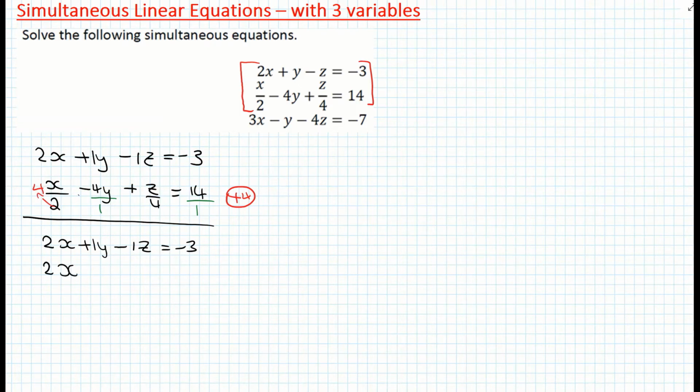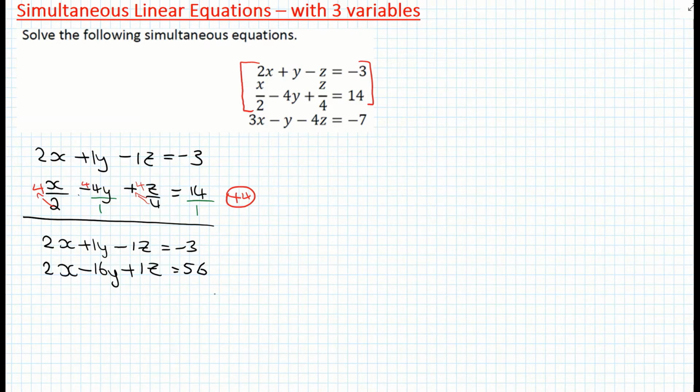I'm multiplying the minus 4y by 4 divided by 1. Well, 4 4s are 16. And 16 divided by 1 is still 16. So that's giving me -16y plus z over 4. And when I multiply z by 4, I get 4z. Divide by 4. So 4 into 4 is 1. So that's giving me 1z is equal to 14 by 4, which is giving me 56. So that's equal to 56. So that's me eliminating the fraction.